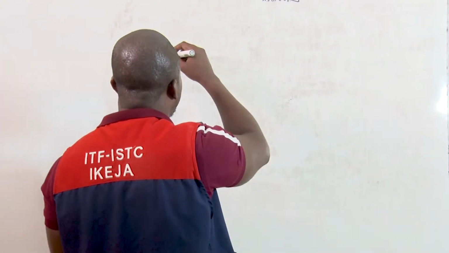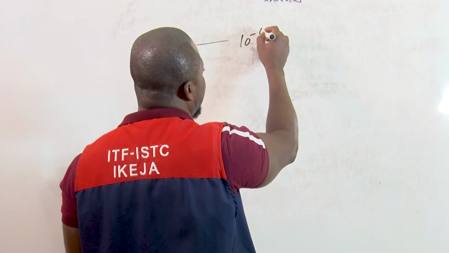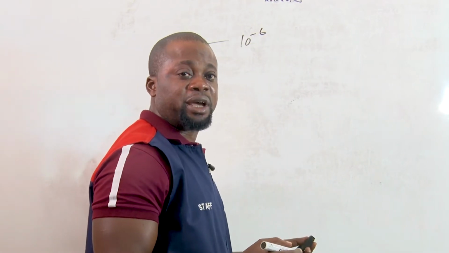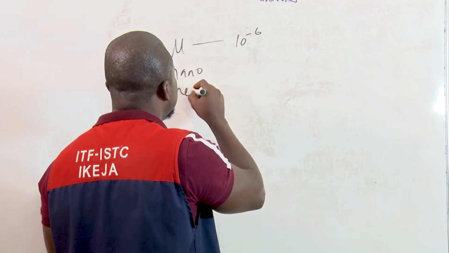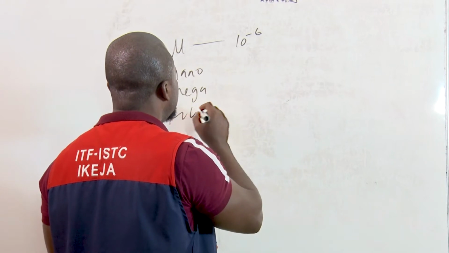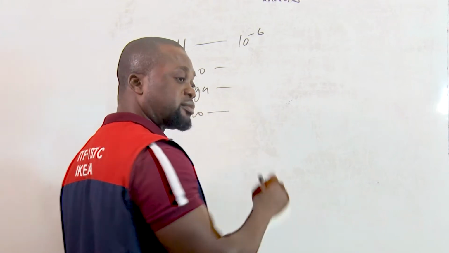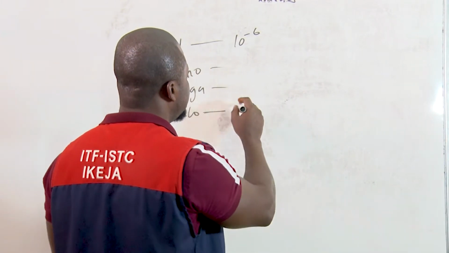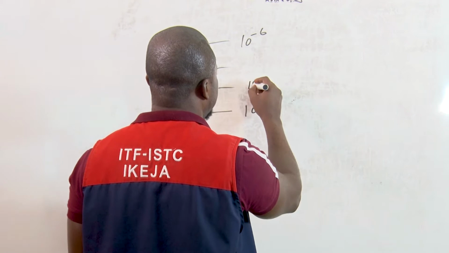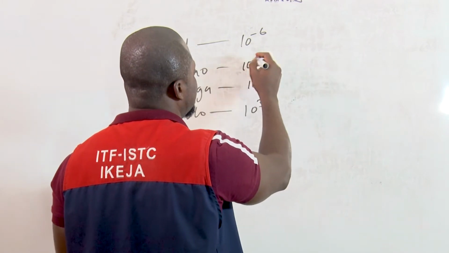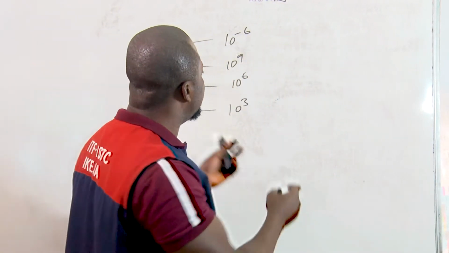We can have micro, as a prefix, referred to as what? 10 raised to power what? Minus 6. Refer to it as 10 raised to power minus 6. We have nano, we have mega, we have kilo. All this basically we're going to be using. When we say kilo, kilo is what? 1,000. Kilo is 1,000. Mega is what? Million, as it implies. Nano. All this basically we're going to be making use of.